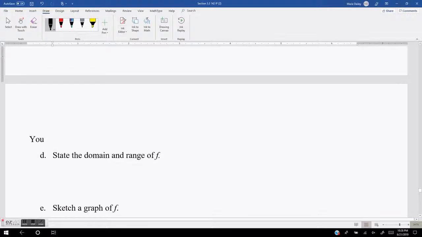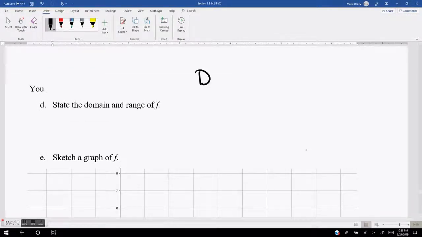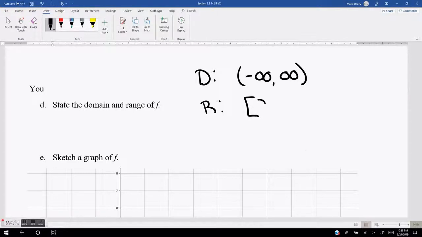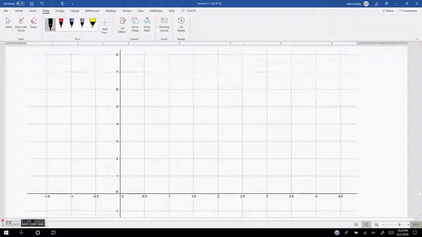All right. Oh, sorry, getting ahead of myself. Domain. Obviously, it's a parabola, so negative infinity to infinity. My range, since it opens upward, is going to be from my minimum all the way up to infinity. Again, we are including that point. And then let's go ahead and plot this out.